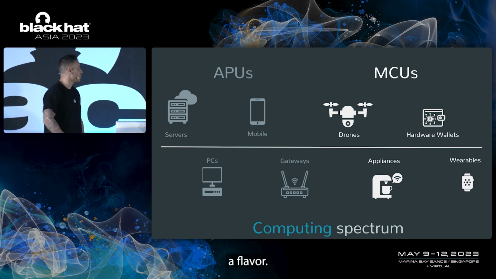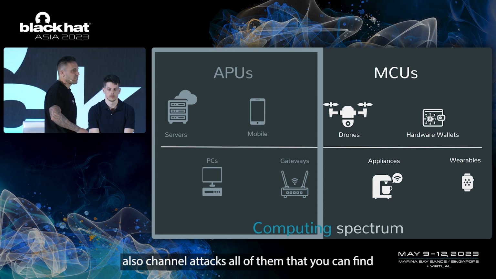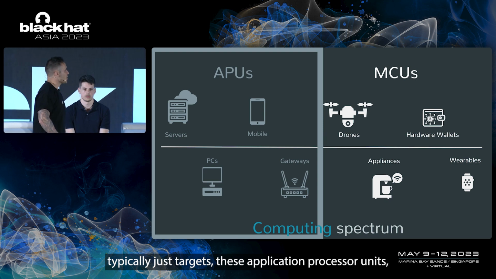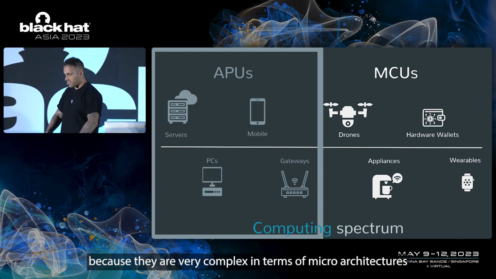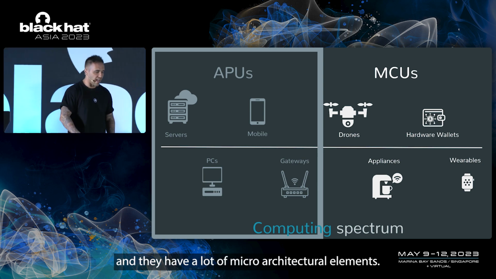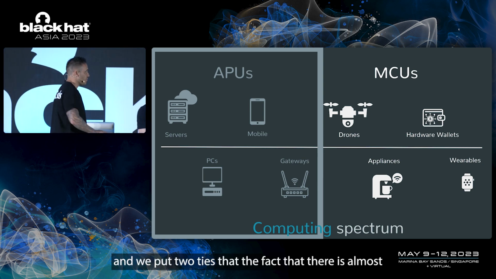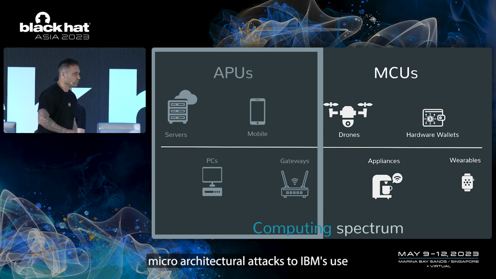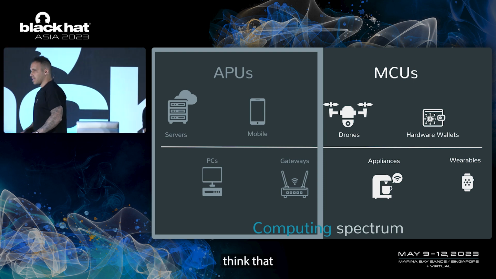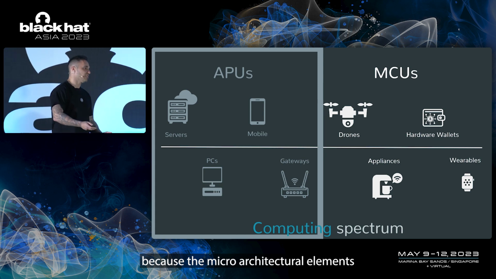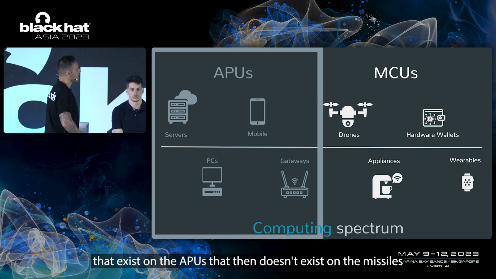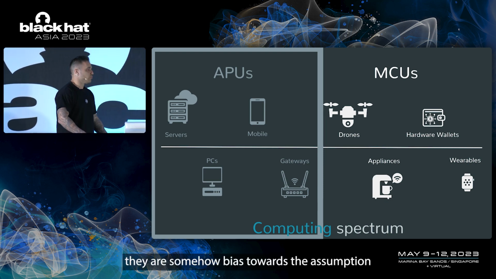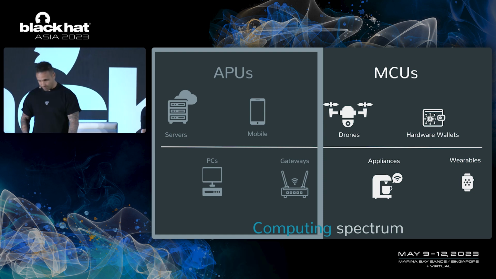And the observation here is that microarchitectural side channel attacks, all of them that you can find, typically just target these application processor units, because they are very complex in terms of microarchitecture and have a lot of microarchitectural elements. And we hypothesize that the reason there are almost no microarchitectural attacks on MCUs is that researchers assume that the microarchitectural elements that exist on the APUs don't exist on the MCUs, and thus they are somehow biased towards the assumption that it is not possible to replicate.